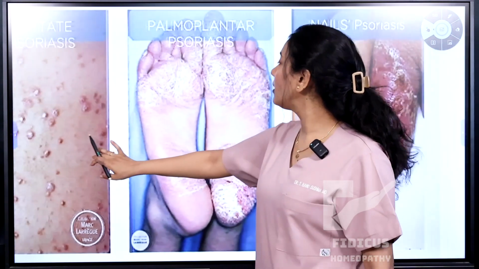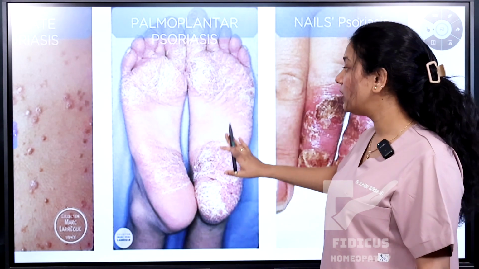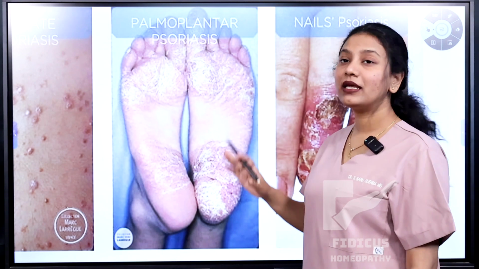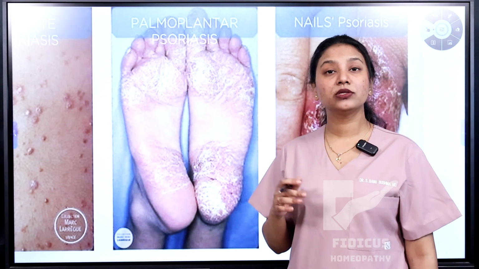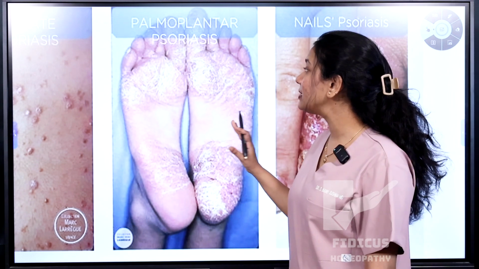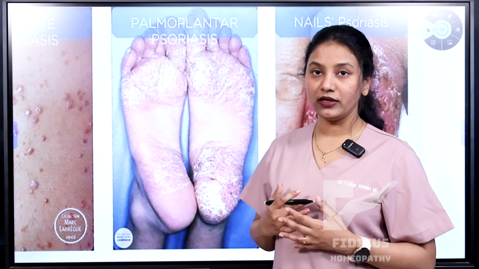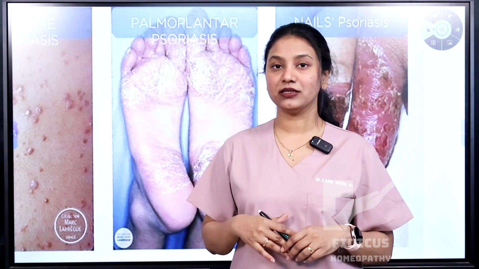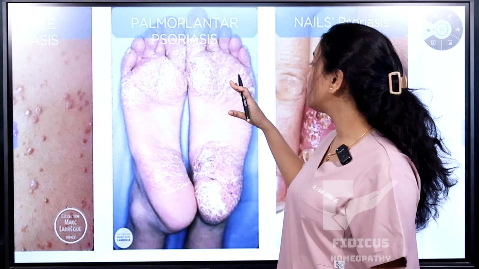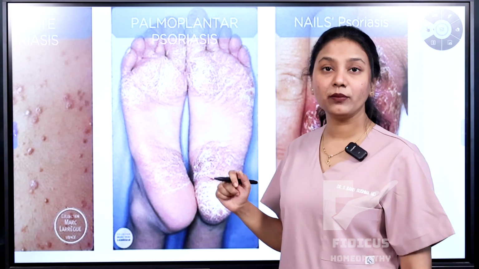And then coming to palmoplantar psoriasis, this can appear either on the soles of the feet or on the palms. It is usually seen in children and also in adults after the age of 50. So who is experiencing this palmoplantar psoriasis? For example, if you are pregnant and you have had stress in the pregnancy, the baby coming out of you can suffer from this palmoplantar psoriasis, either on the palms or on the feet, because of the stress.